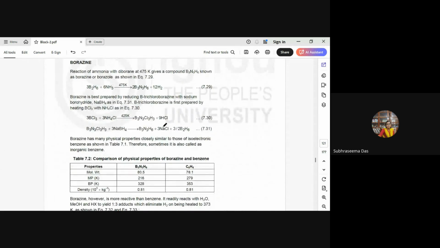Then coming to borazine. Borazines are a particular class of compounds which are formed by the reaction of ammonia with diborane at 470 degrees centigrade, and it forms a compound of the chemical formula B3N3H6, which is known as borazine. That is, when diborane B2H6 is subjected to ammonia, we get borazine. So this borazine is analogous to benzene, and that is why it is sometimes called inorganic benzene.